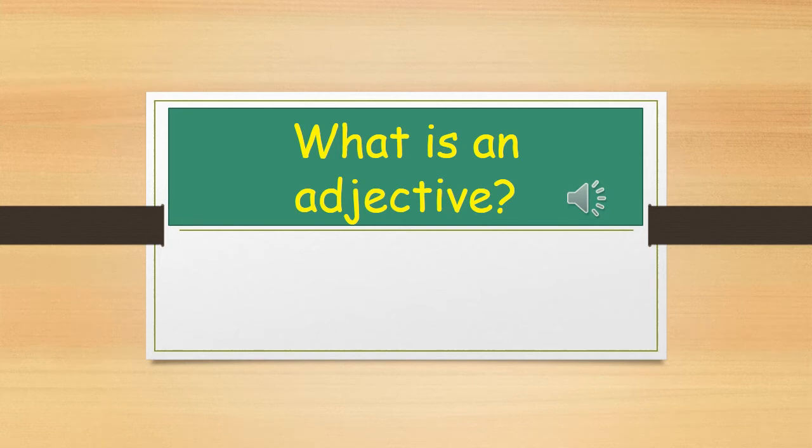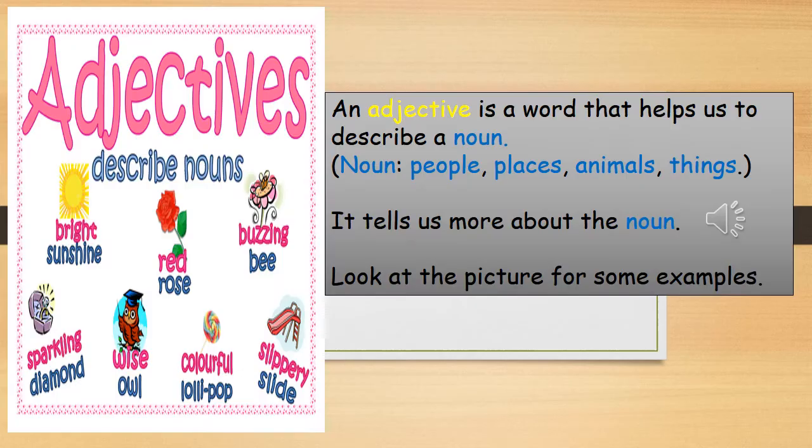Now we ask the next question. What is an adjective? Do you know? An adjective is a word that helps us to describe a noun. Okay, so of course we know nouns are people, places, animals, and things. So the word describe means it tells us more about the person, about the place, maybe about the animal, or even the things. If we look at the picture for some examples, we have bright sunshine, a red rose.